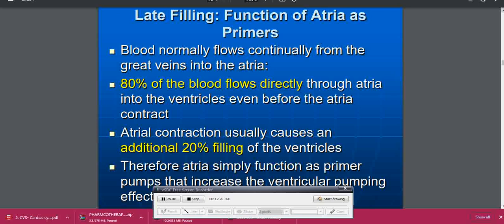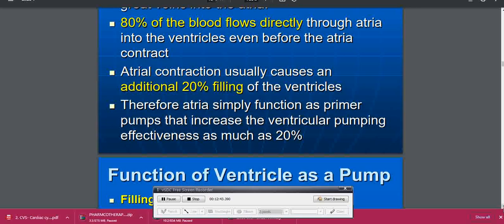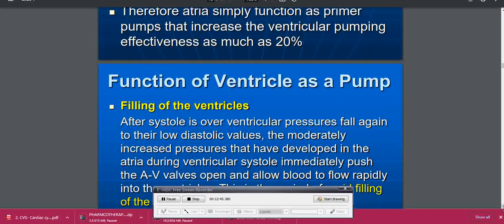80% of the blood flows directly through the atria into the ventricles even before the atria contract. Then atrial contraction causes an additional 20% filling of the ventricles. Therefore, the atria simply function as a primer pump, which is where the word primer comes in. The atria act as a primer pump that increases ventricular pumping effectiveness by as much as 20%.